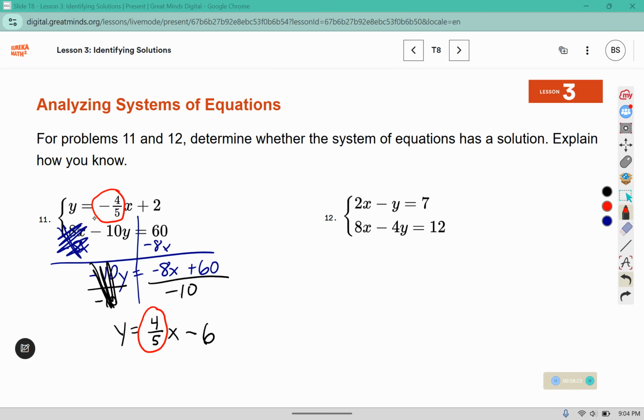These slopes, one of them is negative and one of them is positive, so they are different slopes. And if they have different slopes, they're heading in different directions, and eventually they will cross. So this does have a solution.